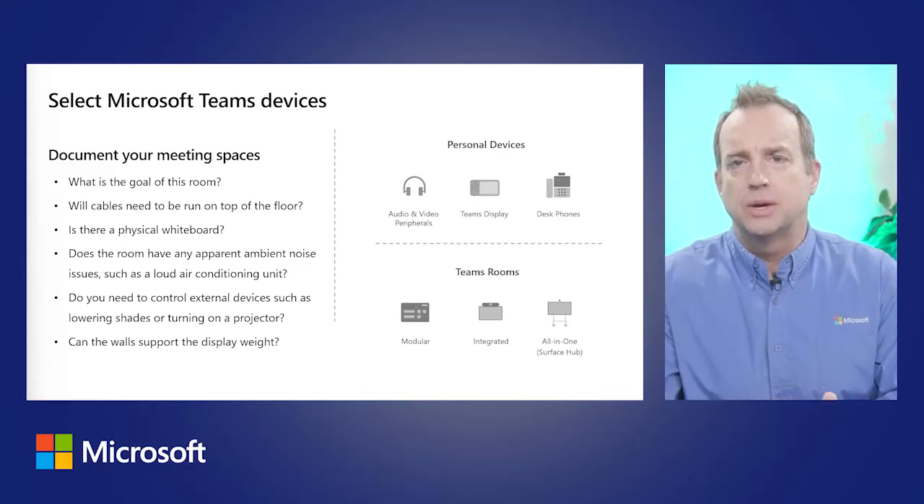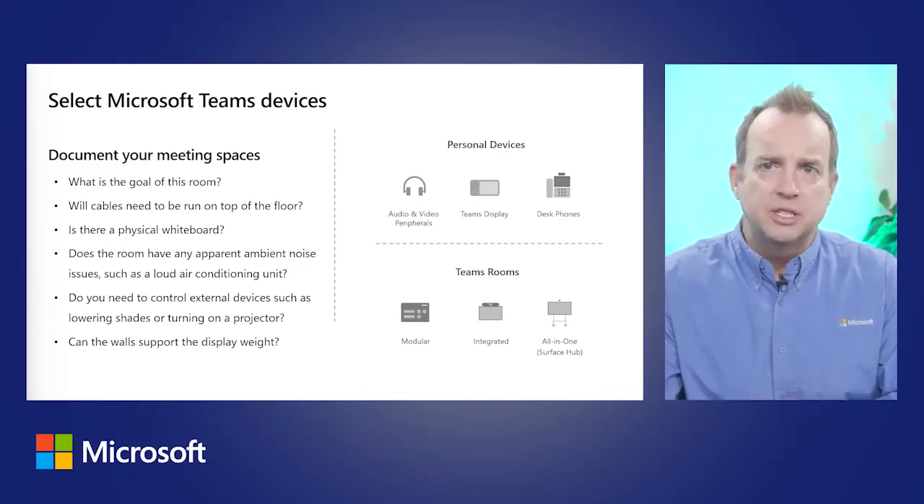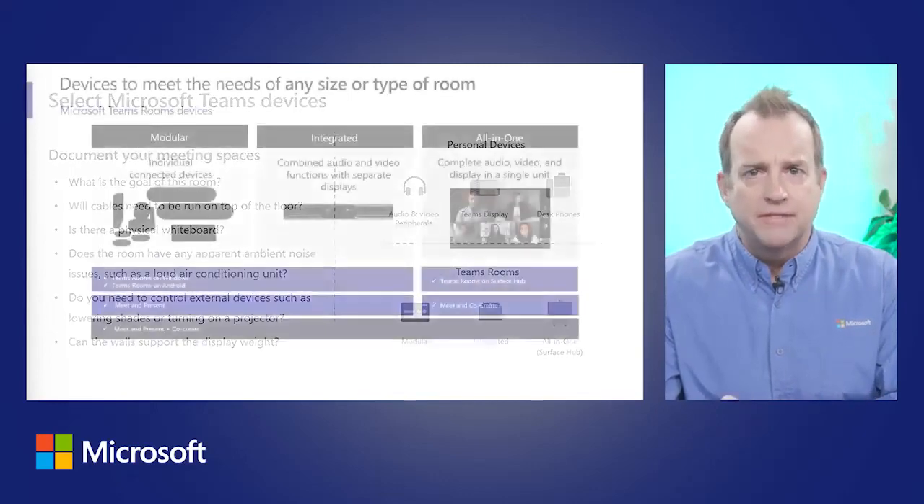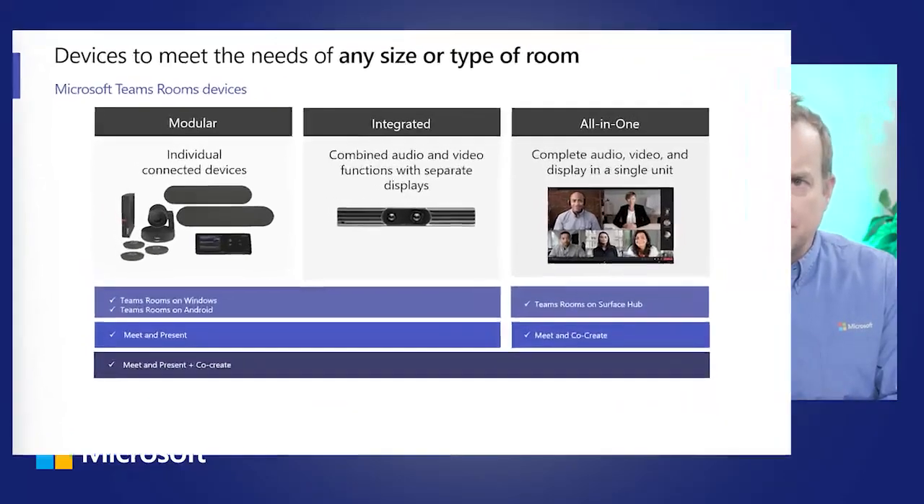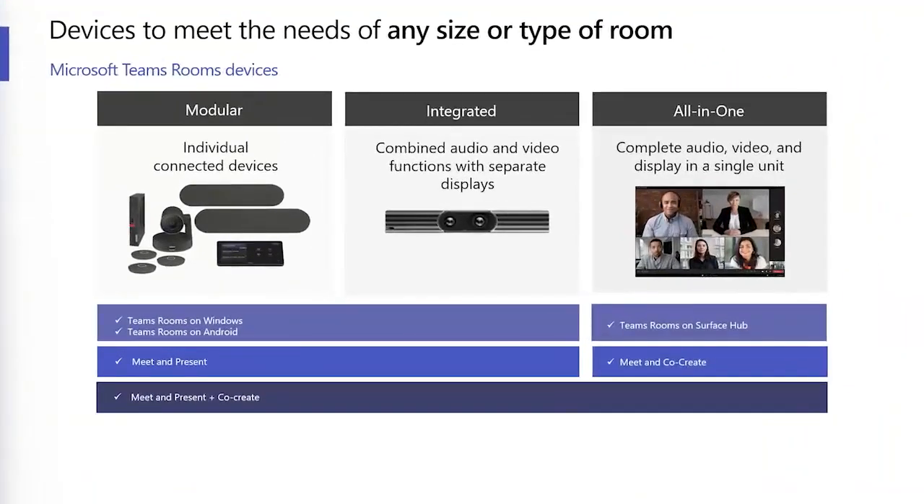Some of the devices you might want to consider: Teams displays, desk phones, headphones, speakerphone pucks that are microphones as well. And various devices, you've got your sound bars. You can combine audio and video devices. Those are integrated devices all in one, like a Surface Hub. So depending on your room purpose, this will lead you towards one of the other choices.